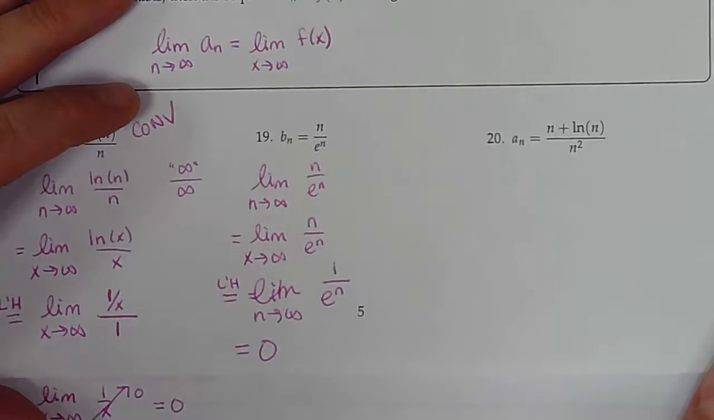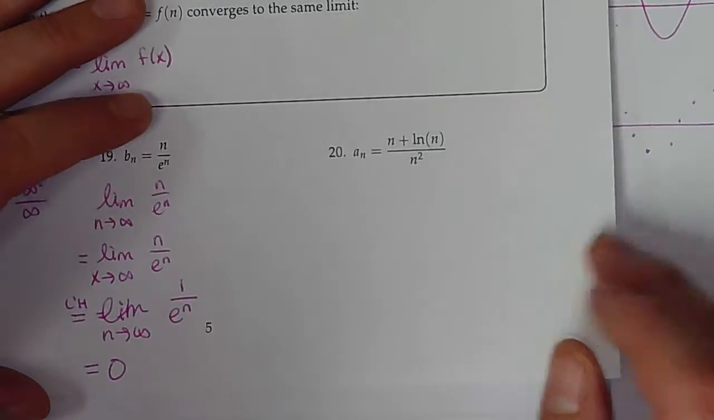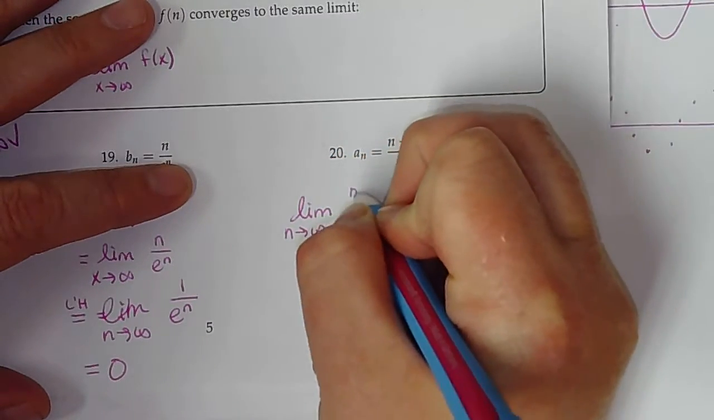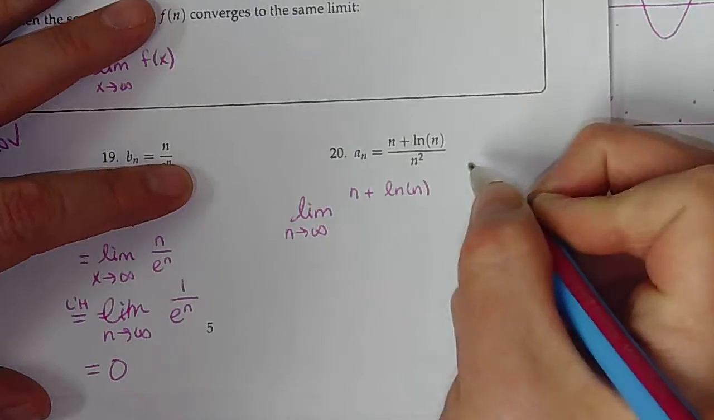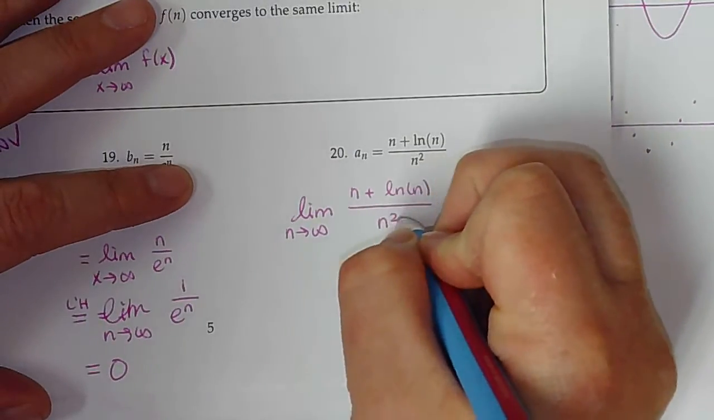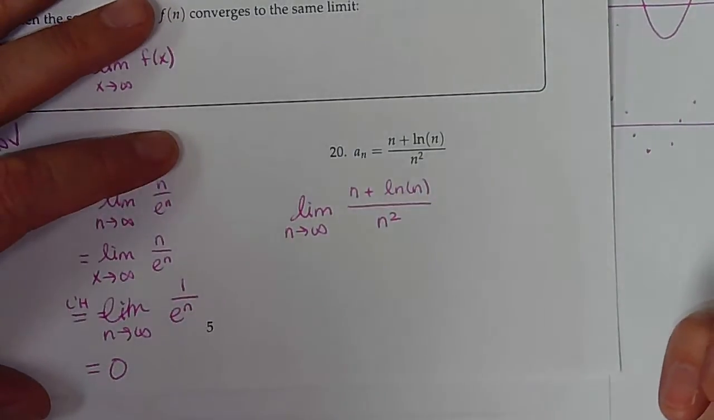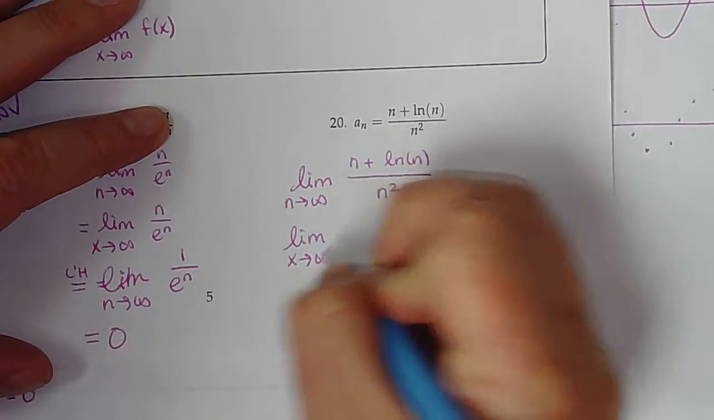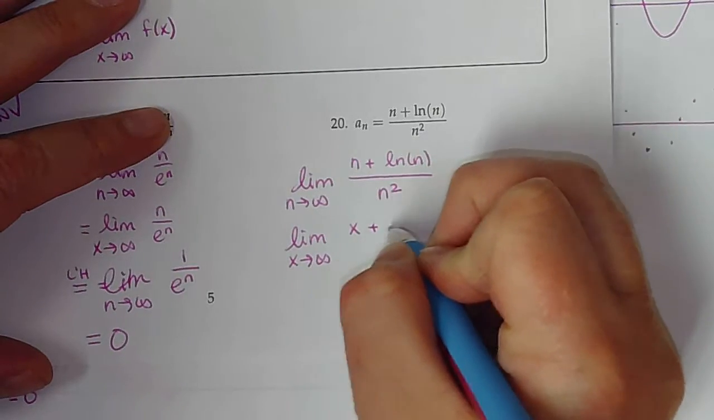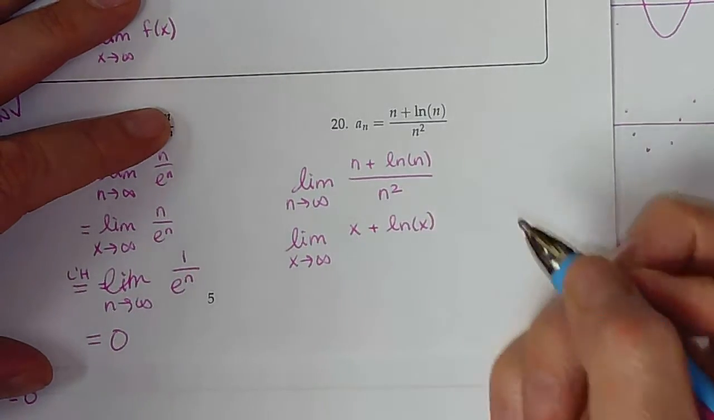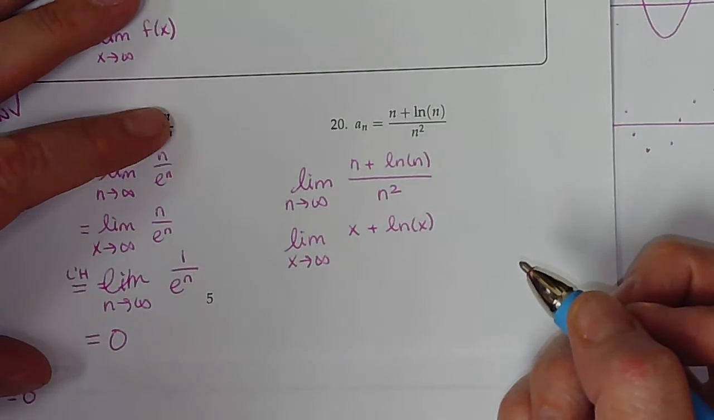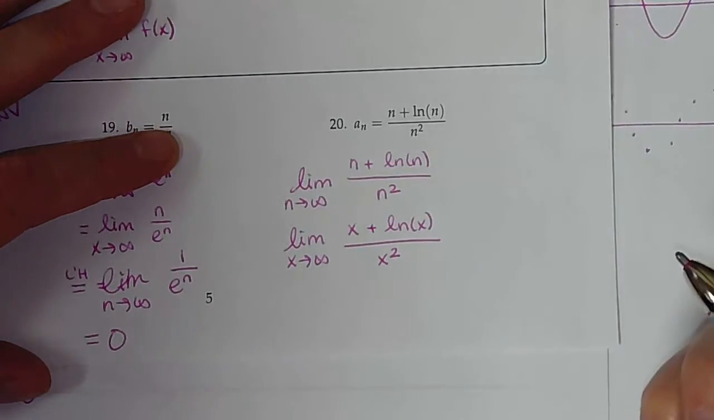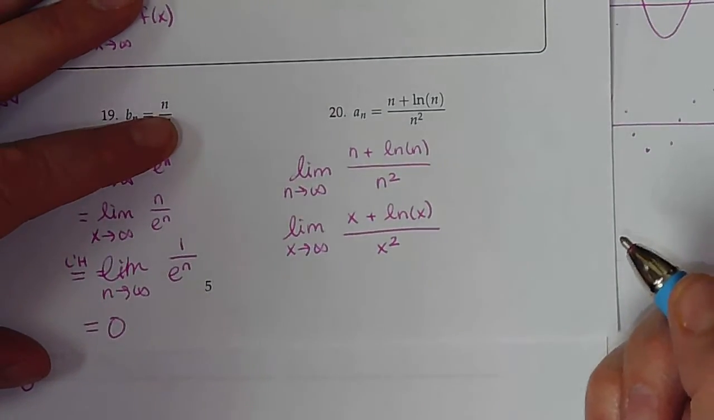Okay, we have one more. I'm looking at the limit as n goes to infinity of n plus ln of n over n squared. That again is infinity over infinity, so I can apply L'Hopital's, but first I have to switch it over to x. If you don't switch this to x, then it is not correct, because you can't take the derivative of a non-continuous function. So the limit as x goes to infinity of x plus ln of x over x squared.